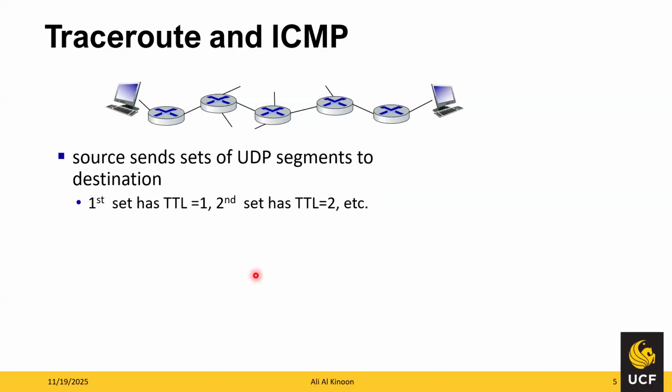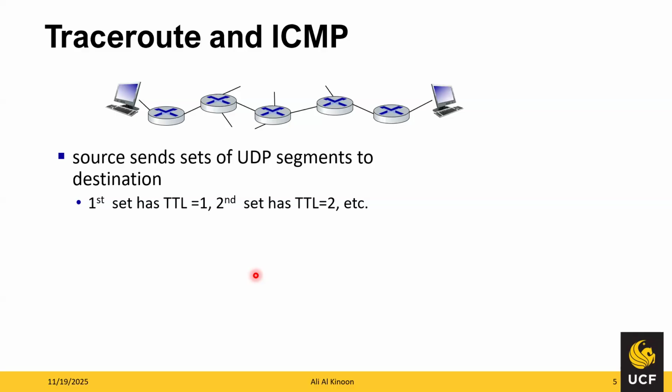First thing that it does is the source begins by sending a set of UDP probes, and probes are basically the packets that are sent towards the destination. Each probe in the first set has a time to live of 1, which means the packet is only allowed to reach the first router before expiring. Traceroute repeats this with multiple probes to get consistent timing.